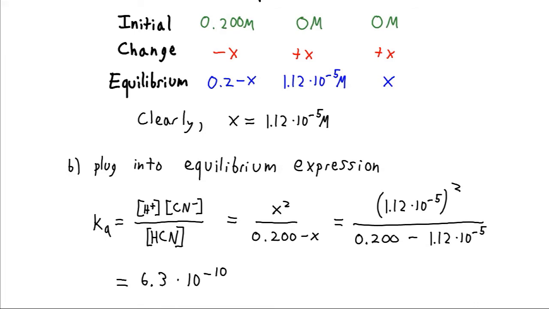That's pretty handy for any acid or base. You pull out your pH meter and you know what the initial concentration is. You can figure out what the equilibrium constant is for that substance.